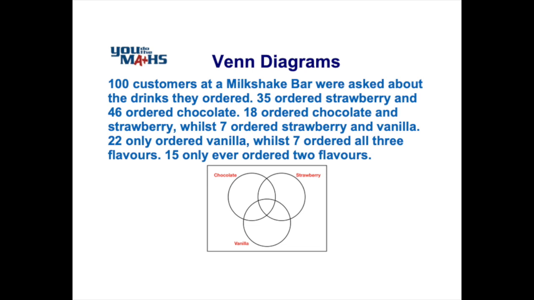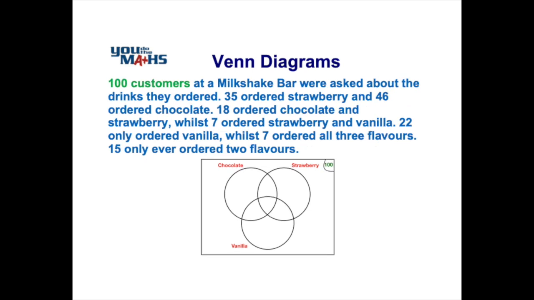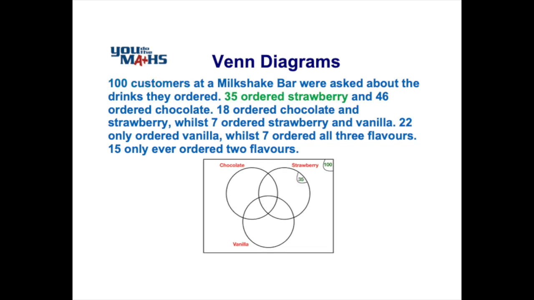So the first bit of information we can put in the Venn diagram is that we have 100 customers that we're asking this question about. So that information will go on the top corner of our Venn diagram in a part circle. So we know that all of the numbers eventually that we form will have to add up to 100. The next bit of information we have is that 35 people ordered strawberry. So we'll put that in a part circle in the top right hand side of the strawberry circle.